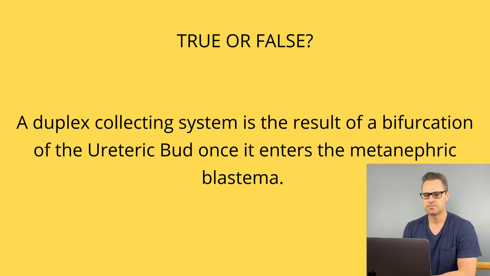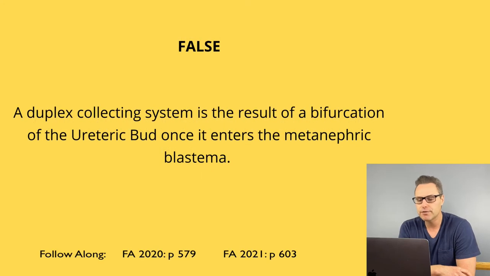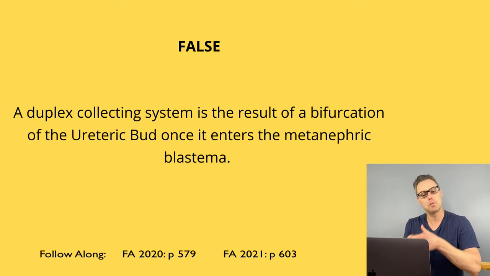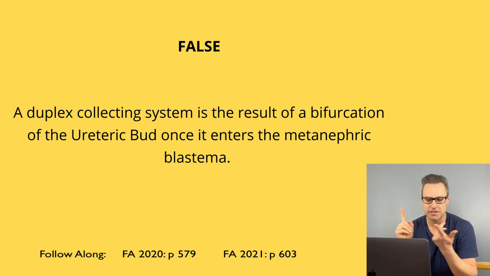What do you guys think? This is false. The bifurcation of the ureteric bud actually happens before it enters the metanephric blastema, not after. Now, this is associated with an increased risk of UTIs, ureteral obstruction, vesicoureteral reflux, and hydronephrosis. All right, let's go to the next question. True or false, go.